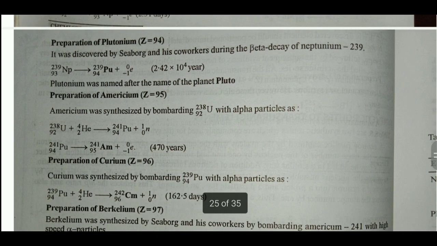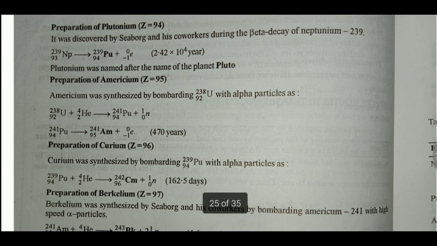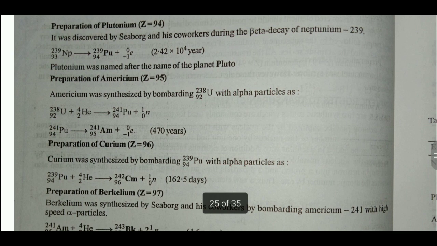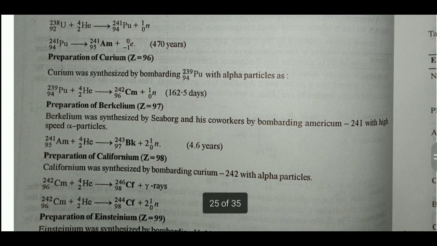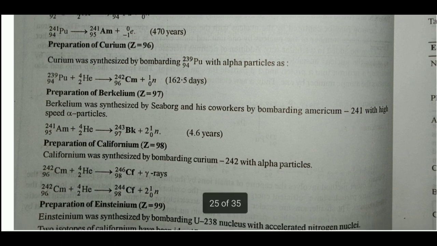Preparation of plutonium. It was discovered by Seaborg and his co-workers during the beta decay of neptunium-239. Plutonium was named after the planet Pluto. Preparation of americium. Americium was synthesized by bombarding uranium with alpha particles. Preparation of curium. Curium was synthesized by bombarding Pu with alpha particles.